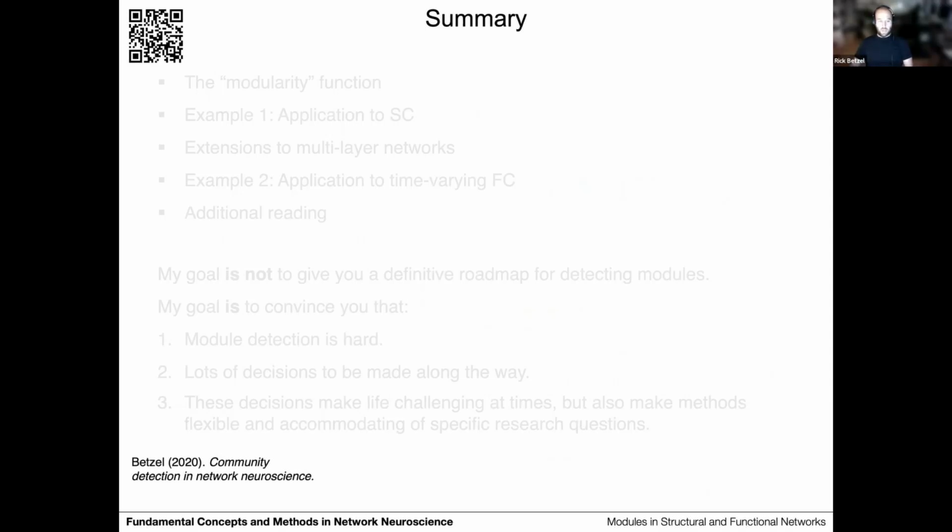So with that, I'm going to end. I'll note that we have a nice chapter in a book that came out on community detection and network neuroscience. The book came out in 2022, but the arXiv preprint has been available since 2020.